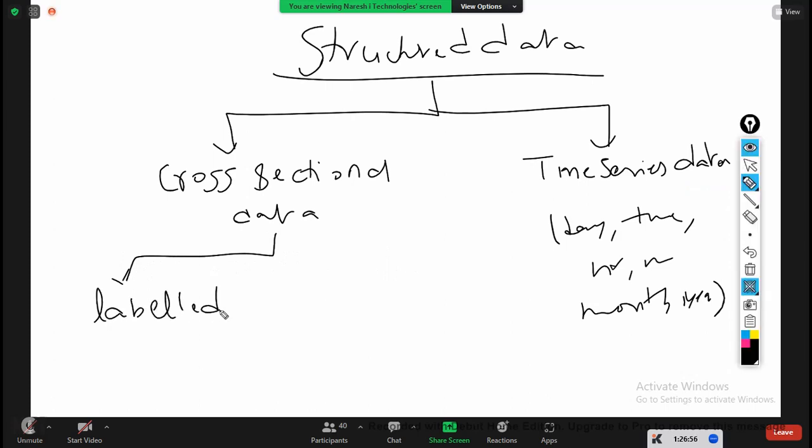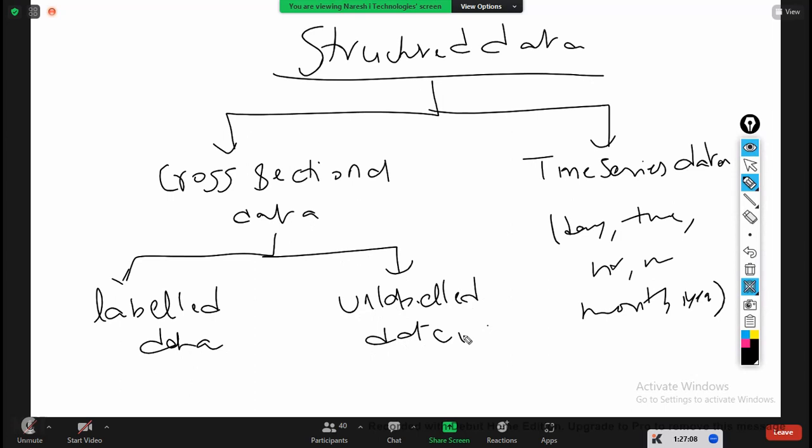Labeled data. Second one is unlabeled data. This is most important. Labeled data and unlabeled data. Now heading is labeled data. Write in the notes labeled data.